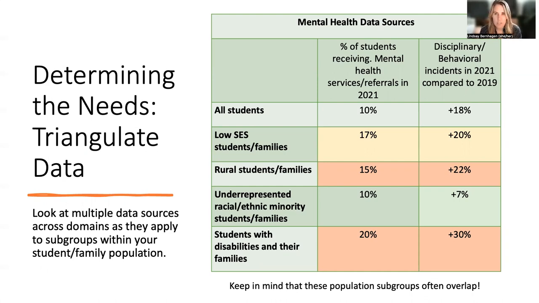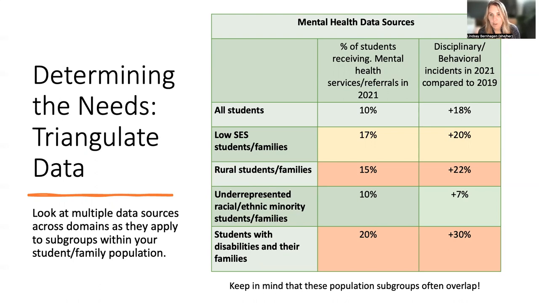Like we got a good sense there's an issue. Well, if we look at the percentage of students who are receiving mental health services or referrals last year when we last collected data, all of our students is about 10% of our students. If we look at students who are from low SES families, 17%. Oh, that's a lot more than 10%. If we look at rural students and their families, 15%. Yep, that's more than all students as well.